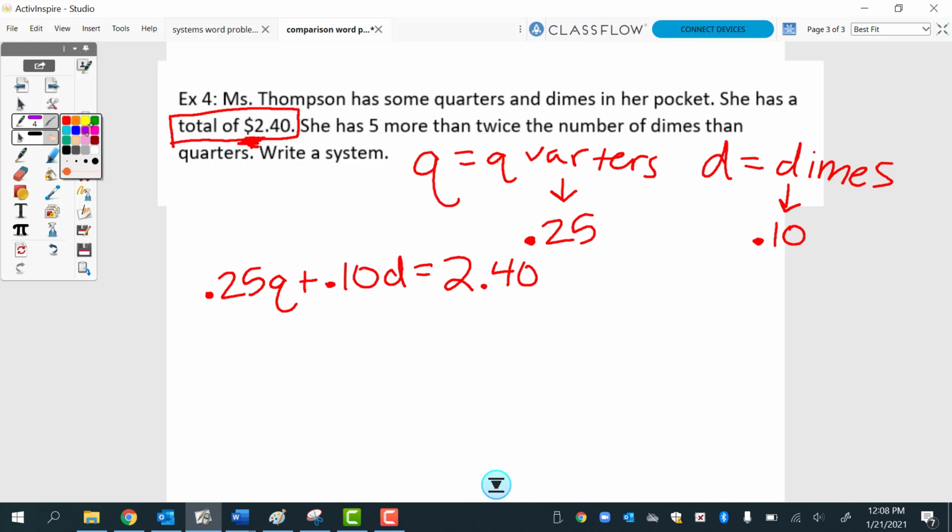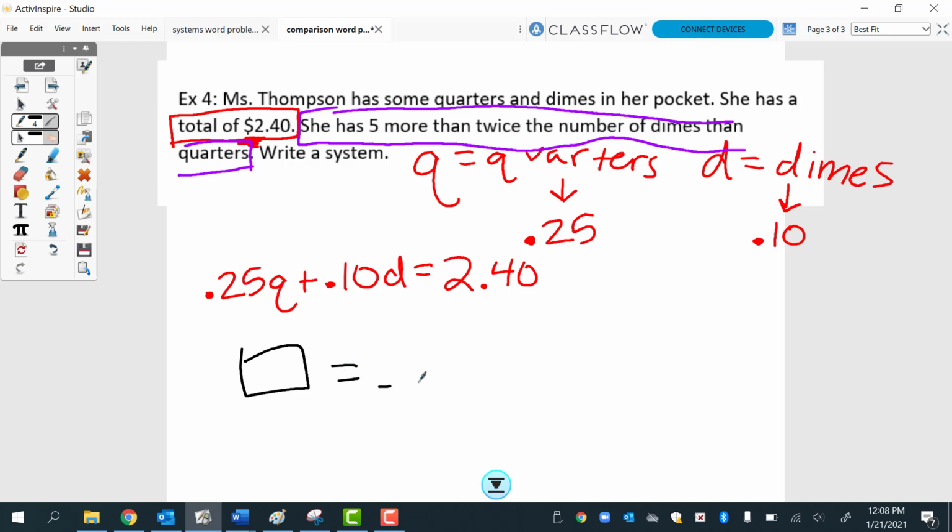The other equation is in this sentence. She has 5 more than twice the number of dimes as quarters, I think it's supposed to say. Okay, so that's comparing to each other. So as I read that sentence, I know that's going to be letter equals something, other letter, something. So I have to figure out which did they talk about first in this sentence, the quarters or the dimes. So let's read again. She has 5 more than twice the number of dimes first. So dimes alone. Quarters over here.